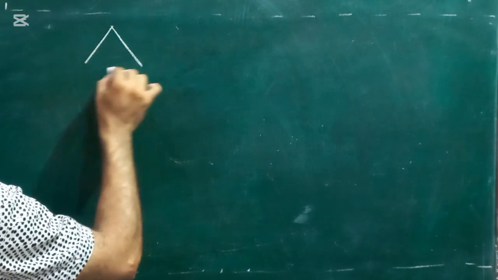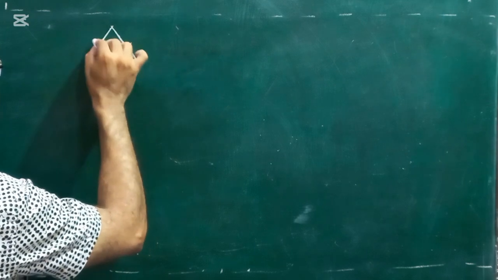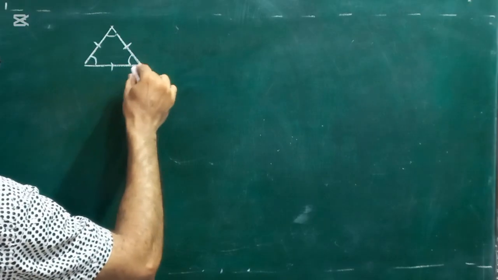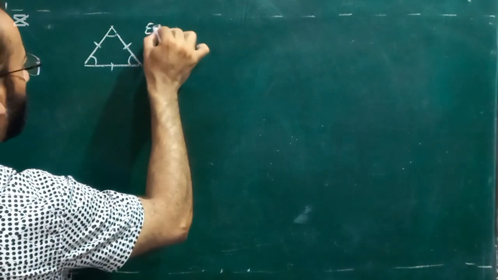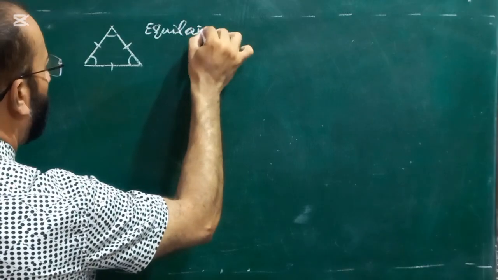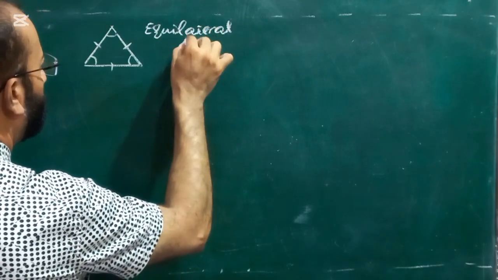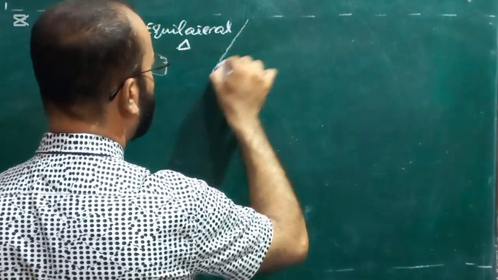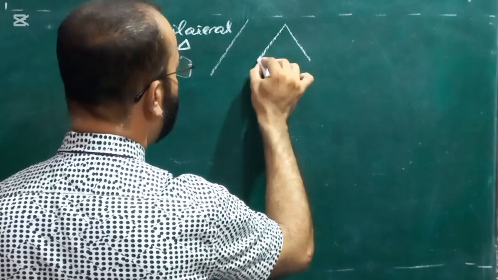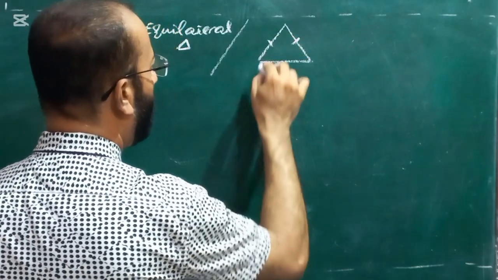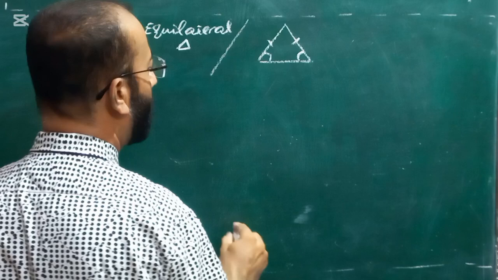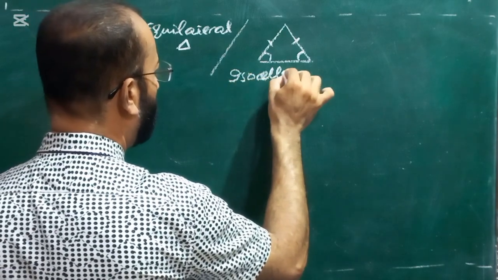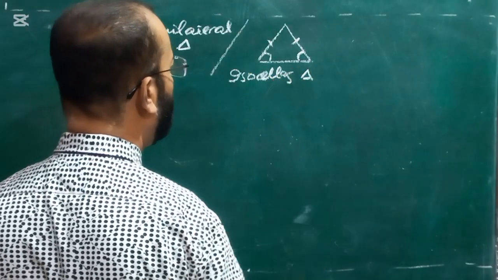Here is a triangle in which all sides are equal and all angles are equal. This type of triangle is called an equilateral triangle. The second type of triangle is one in which two sides are equal and their base angles are equal. This is called an isosceles triangle.